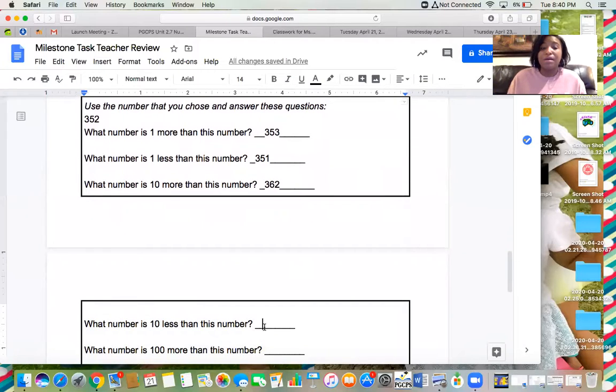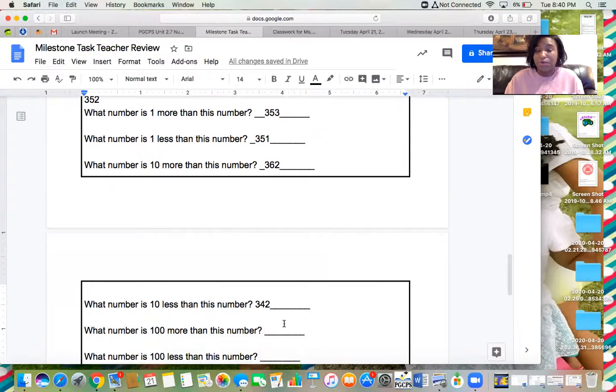Next, it says, what number is 10 less than this number? Again, I'm going to look at my tens place, and I have the number 5. 1 less than 5 is 4. So that will leave me with 342. Good job. I left my ones place alone and my hundreds place alone, only focusing on the tens place.